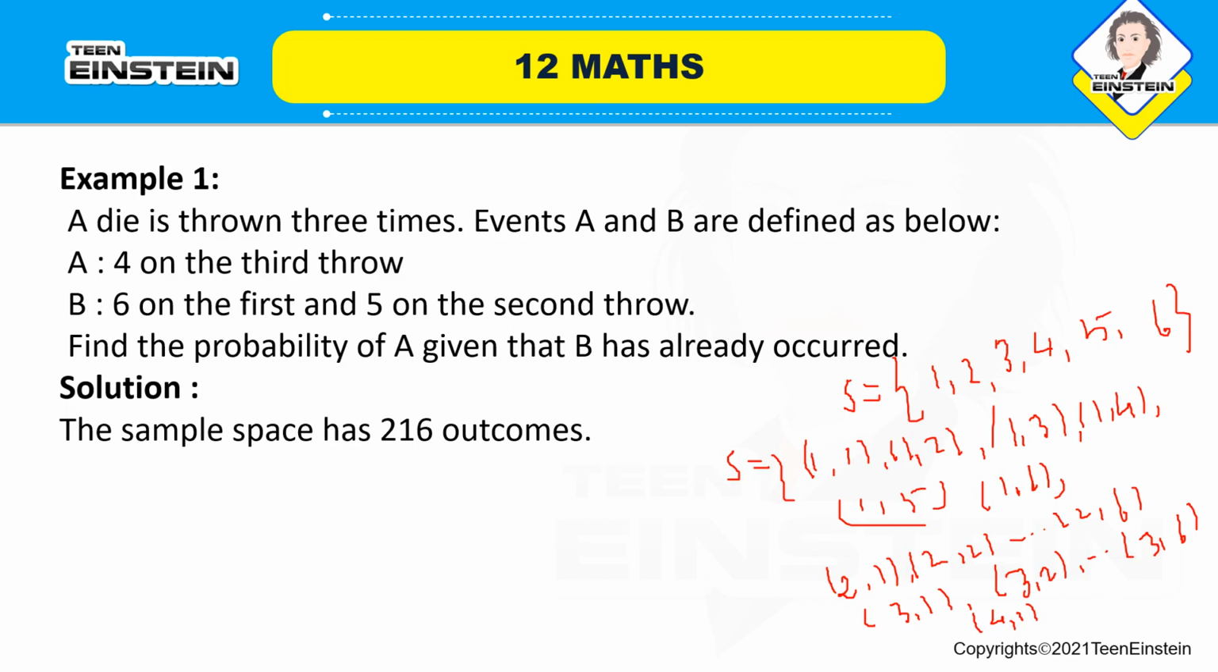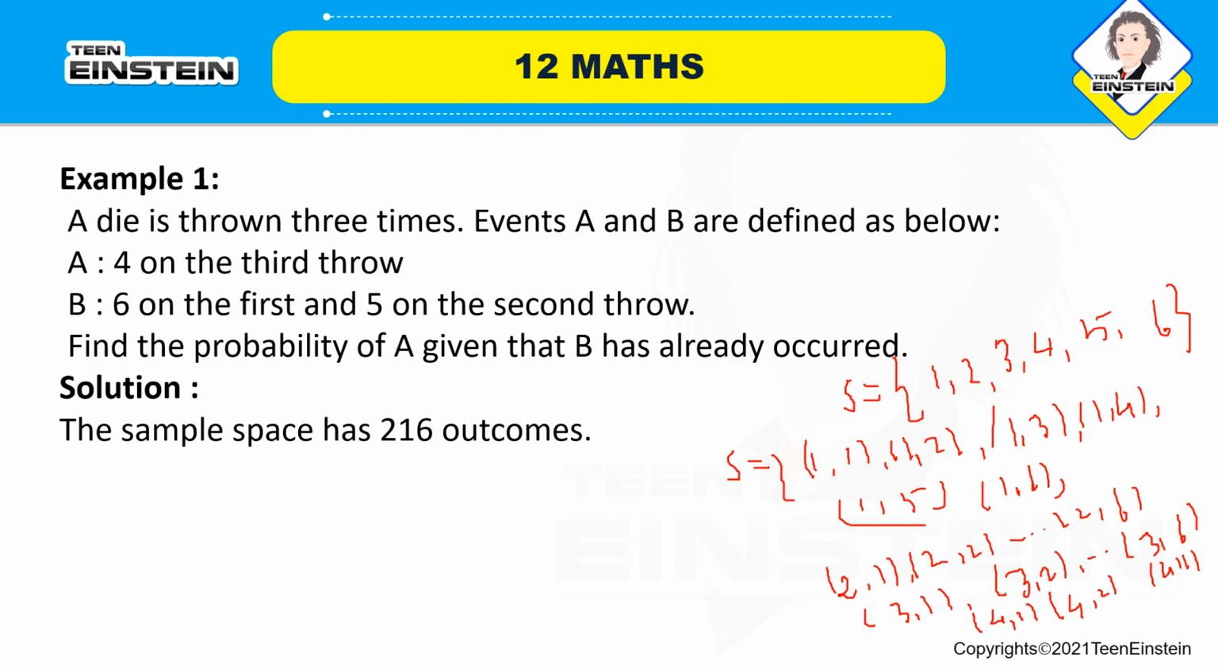Suppose I'm getting 4 in the first row and 1 in the second row. Then I will get 4 comma 1. 4 comma 2 means you will get 4 in the first row, 2 in the second row. It's coming up to 4 comma 6. Like that, 5 1, 5 2, 5 3, 5 4, 5 5, 5 6. Then 6 1, 6 2, 6 3, 6 4 up to 6 6.